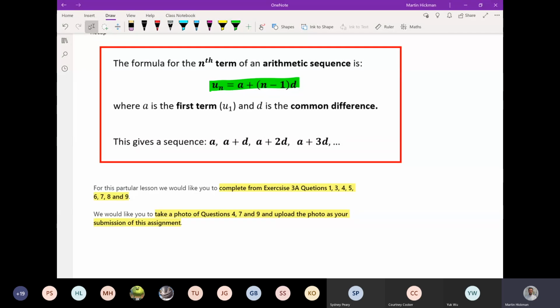Have a go at these ones. The ones we want to see are 4, 7, 9, but make sure you do all of them. They're relatively short questions, so don't be too overwhelmed by the fact there's 8 questions to do all together. Have a go at them all. Don't just do the ones for the assignment. Just make sure you do them all.